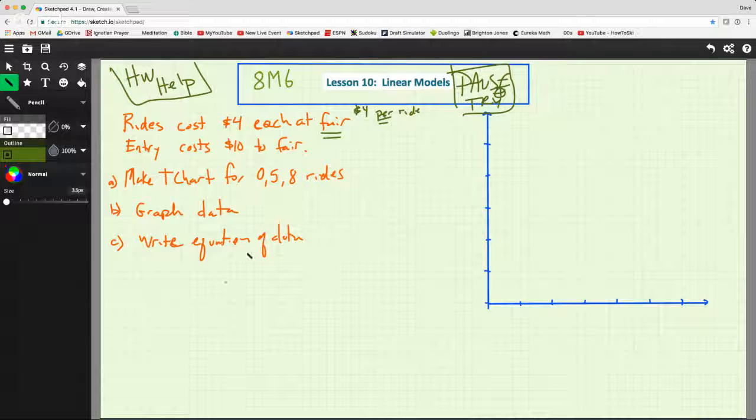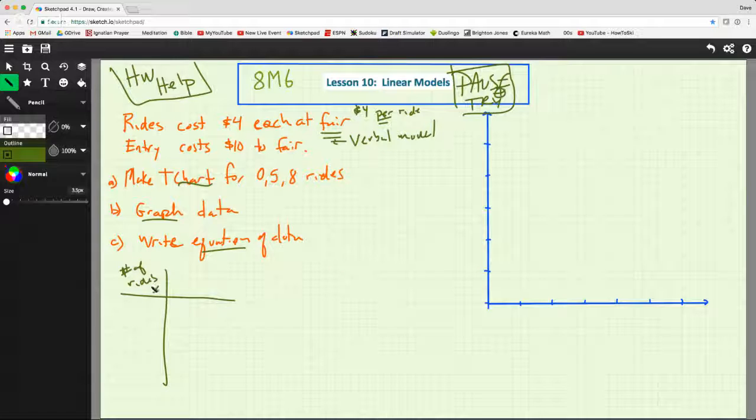So let's make our T-chart. Remember, we're starting with the verbal model. This is a verbal model. So our verbal model, our T-chart, our graph, and our equation are all the same thing. So over here, let's make our T-chart. This is our number of rides. This is our X. And Y is going to be our what? It's going to be our dollars, our cost.